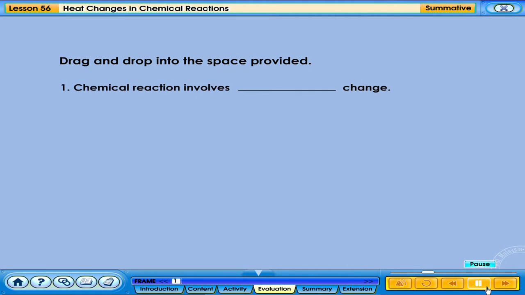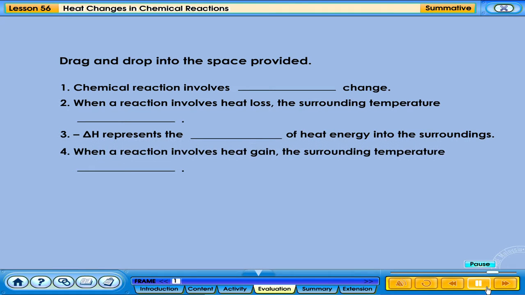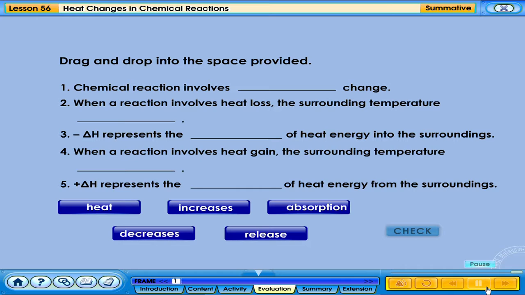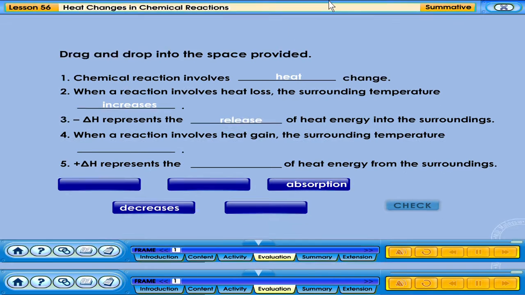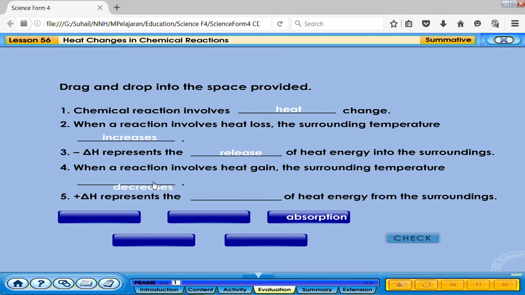Let us answer questions to reinforce our knowledge on heat change. Drag and drop into the space provided. Your answer is correct.